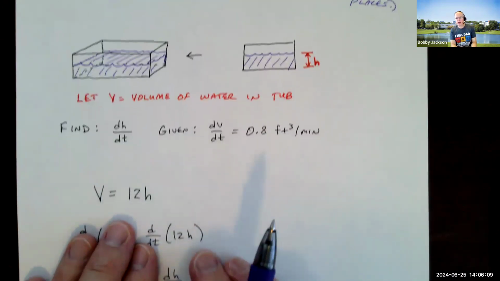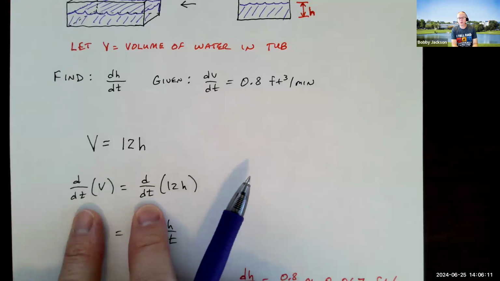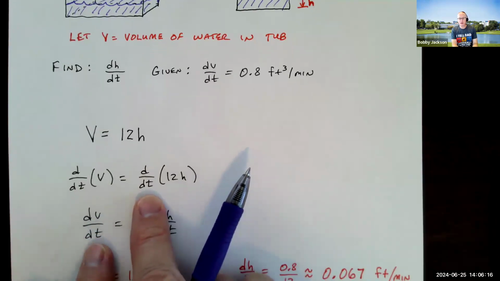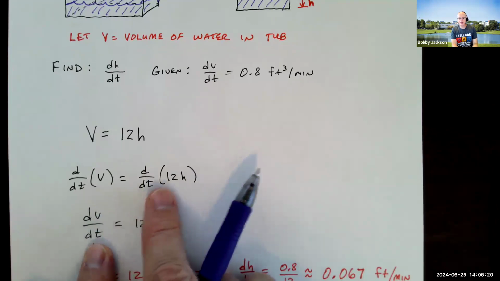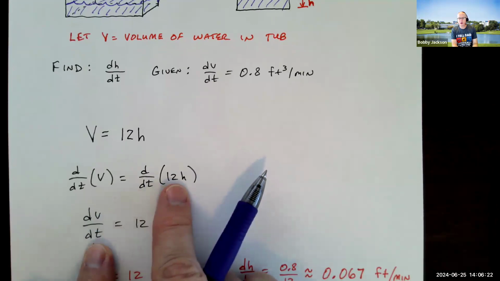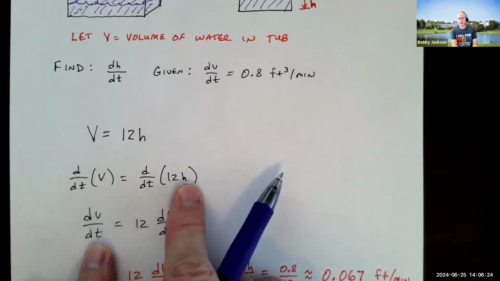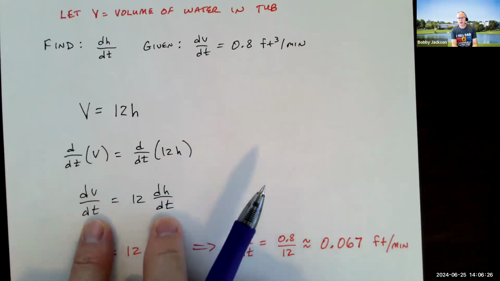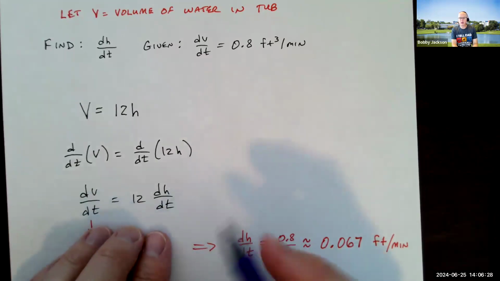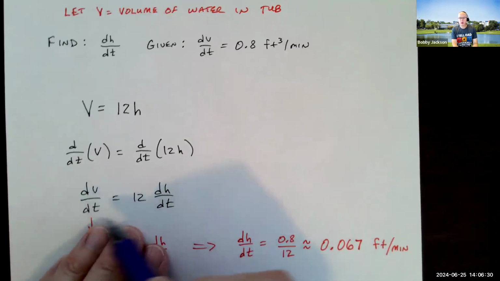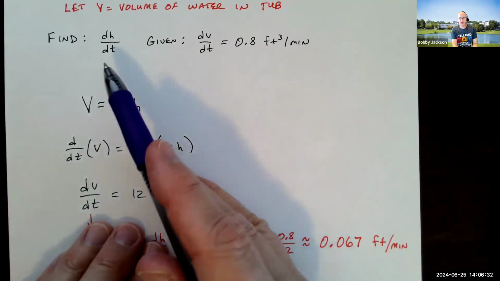So now we do the calculus step, which is to take the derivative with respect to time of both sides. The derivative of V with respect to time is just dV/dt, which is something we're given. And here, take the derivative of this: 12 is a constant multiple, pull it out. The derivative of H with respect to time is just dH/dt. So this is our related rates equation right here. And now I can solve the problem. I can find dH/dt.